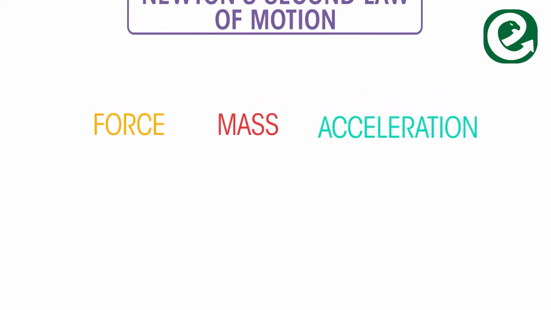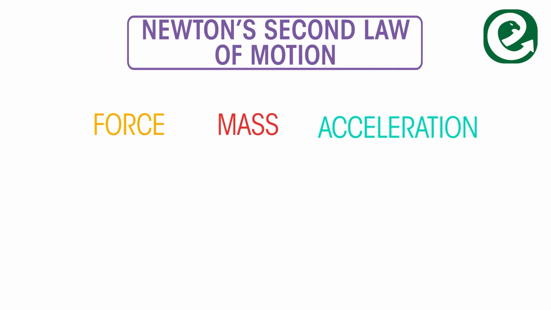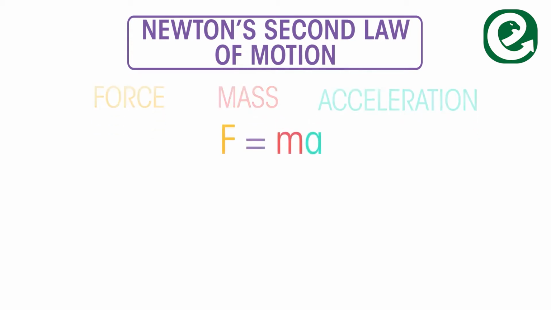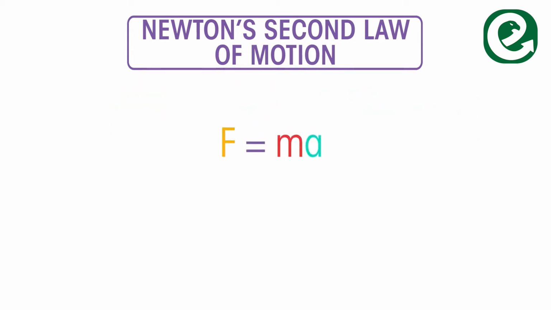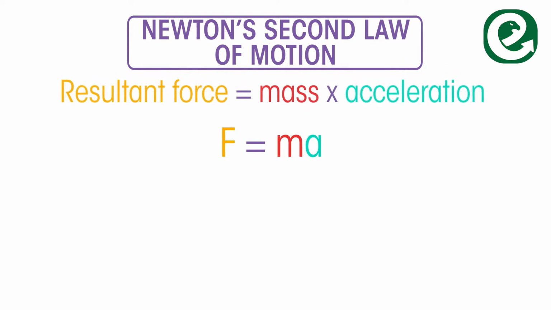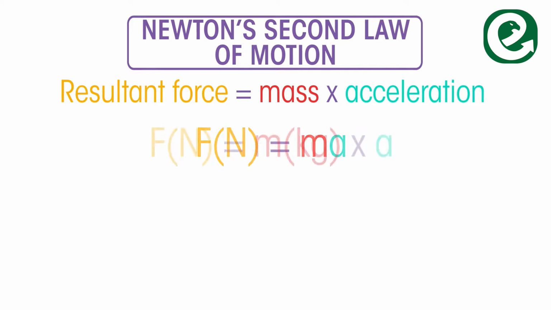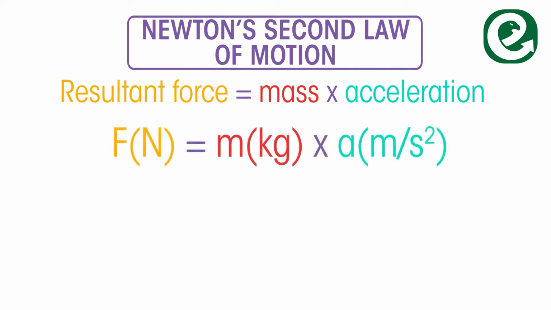The relationship between force, mass, and acceleration is known as Newton's second law of motion. It can be summarized in this equation. Resultant force equals mass times acceleration. When force is measured in newtons, mass is measured in kilograms, and acceleration is measured in meters per second per second.